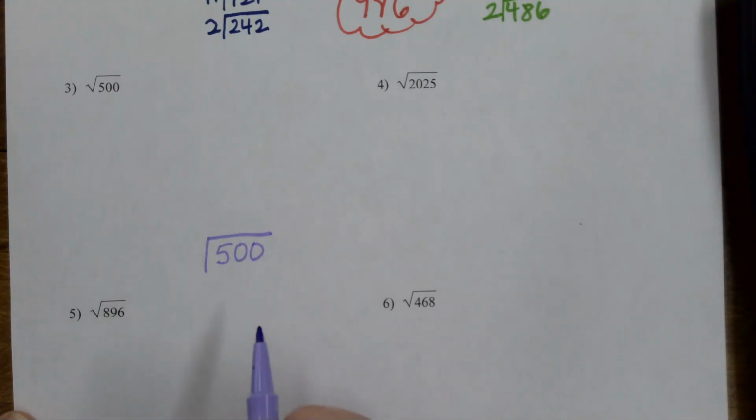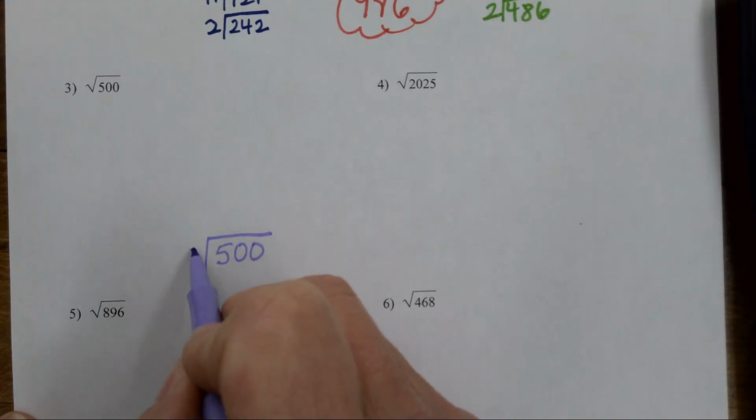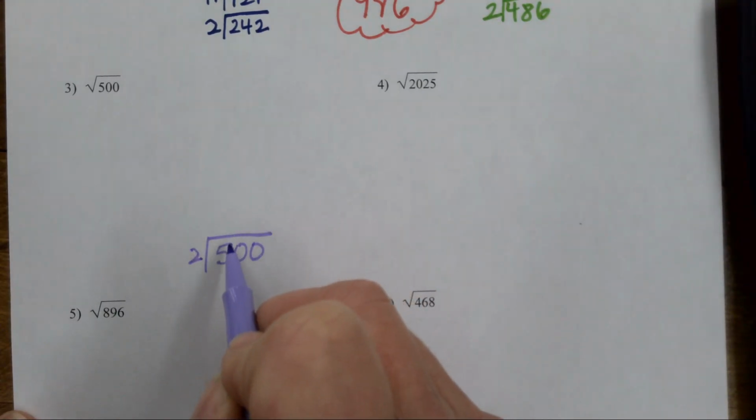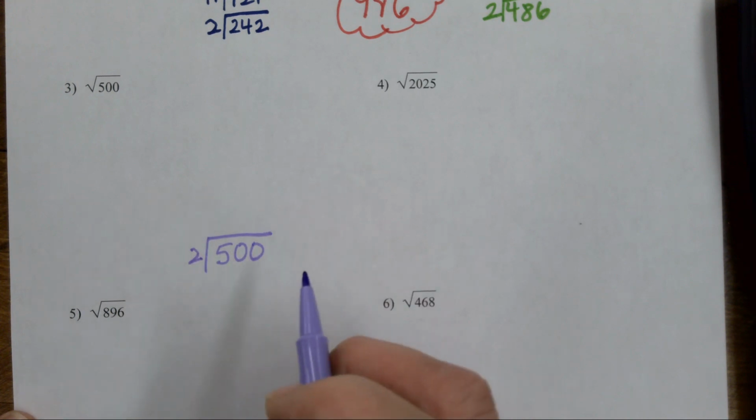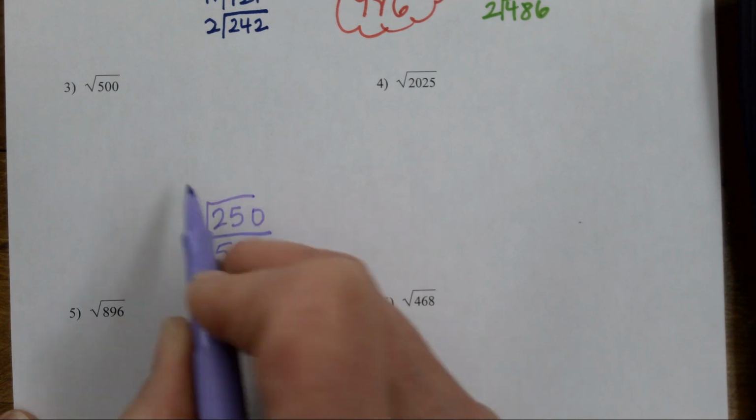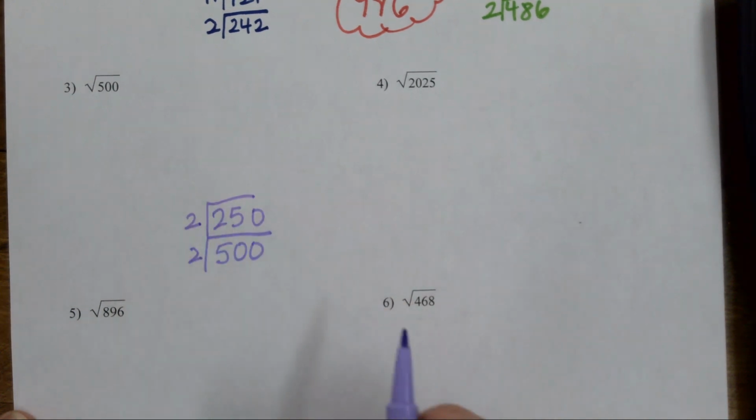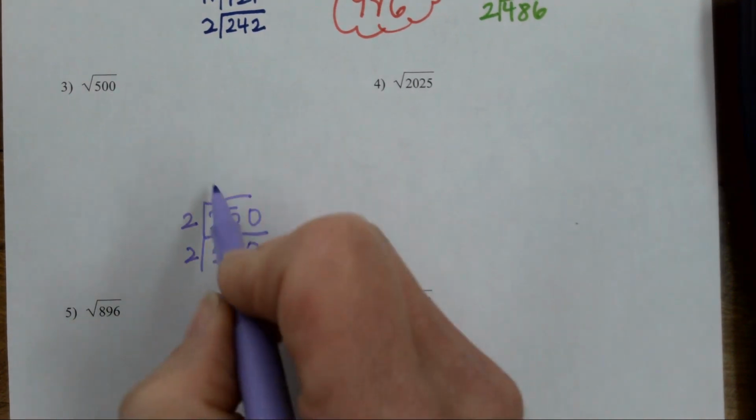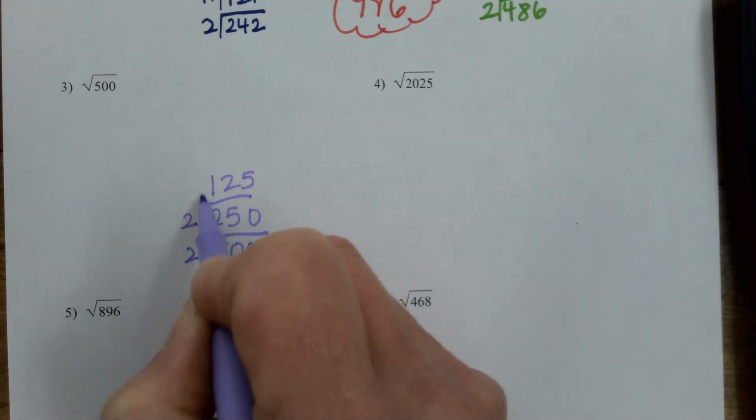What do I get? 2. How many times does 2 go into 500? 250. Divide again by 2. Does it work? Yeah. 125. Divide again by 2.